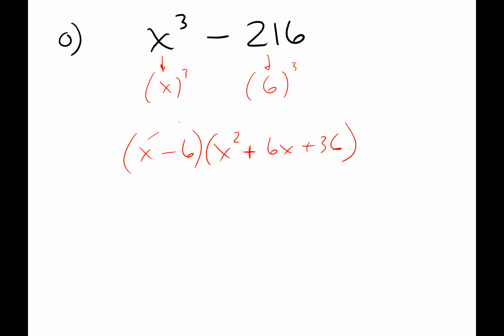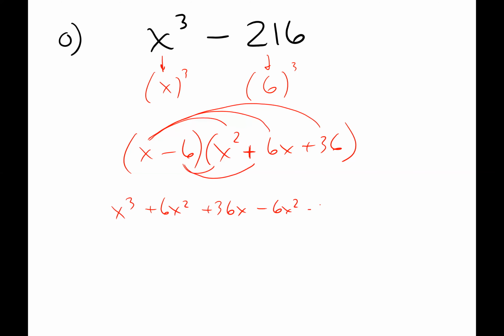If we were to FOIL this out, notice what happens here. This is x cubed. This is a positive 6x squared. This is a plus 36x. And notice what happens here, because the signs are different. These two signs are different from each other. What happens here is negative 6x squared. We get a minus 36x, and then here's our negative 216, and voila, that guy cancels with this one, that one with this one, and nicely everything works out. Just love it. That's cool.